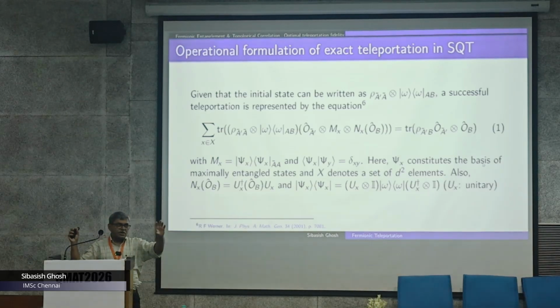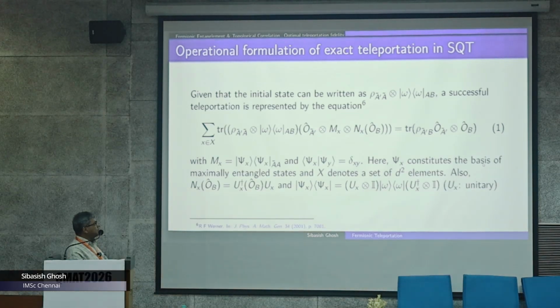So I have a bipartite system, and the state of one part of the system I would like to teleport, so that after the end of the teleportation, this entanglement will be shared between the two labs. So then what we need to do is we take this state where the part A tilde has to be teleported, and this is the shared state between the sender and the receiver, and the quality of the teleportation can be judged by performing an operation.